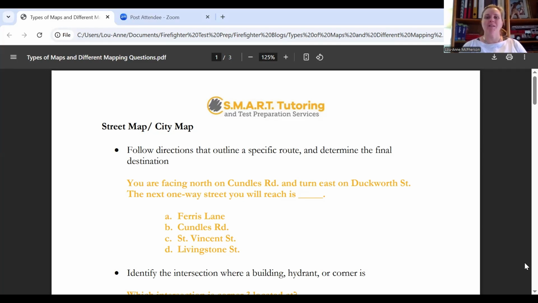The first map and its associated questions we're going to be looking at is the street map or the city map. There are 4 questions that you might see on any given firefighter aptitude test. The first question will ask you to follow directions that outline a specific route and then determine the final destination. An example of this is you are facing north on Cundles Road and turn east on Duckworth Street. The next one-way street you will reach is blank.